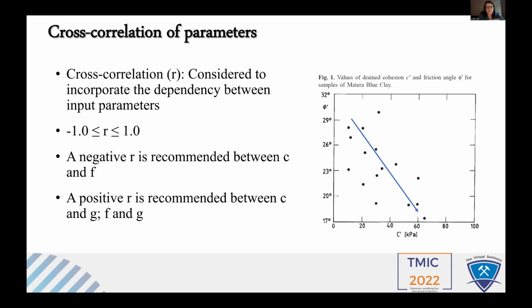So you wouldn't want to consider that simulation to have the same weight as a more realistic simulation where a high cohesion is matched up with a low friction angle. So that's why you would input your correlation coefficients to ensure that high C and low phi are matched up in each simulation.